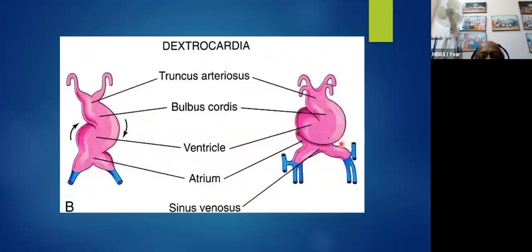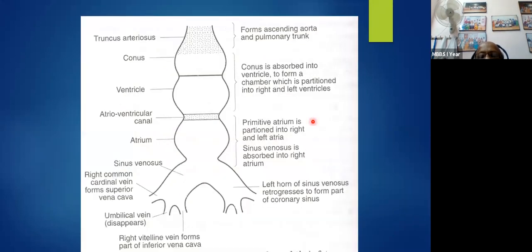Now the reversal leads to your dextrocardia. Okay, so that much is enough for you. Remember that one event is there that is called formation of the cardiac loop. Reversal takes place means you will get your dextrocardia. So once I already explained, now imagine this as well as the loop.